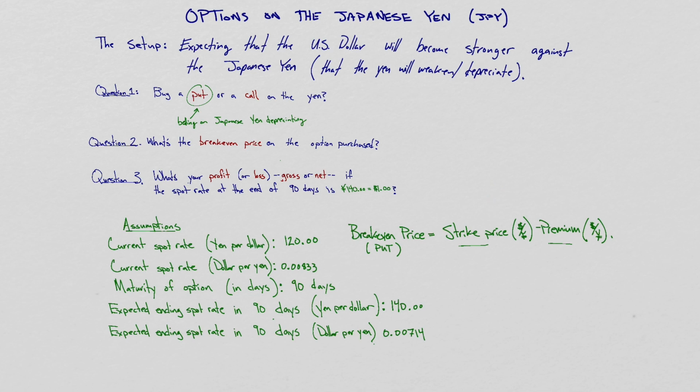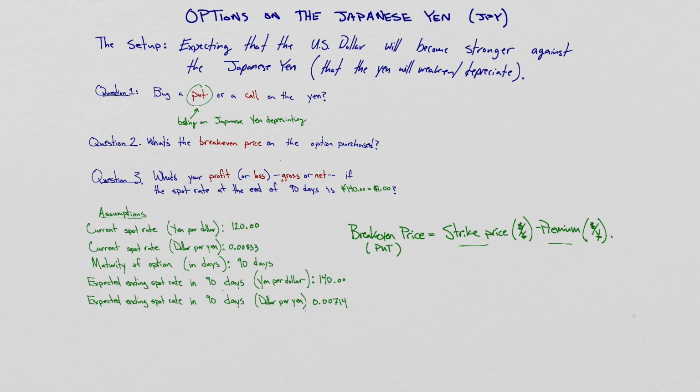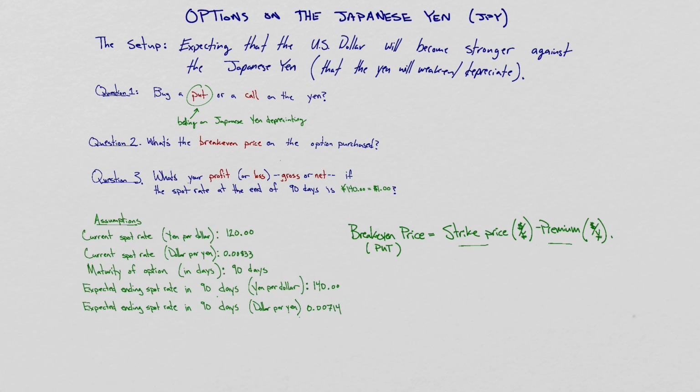And so we can plug in the numbers that we've got for the strike price and the premium to get our answer. For the strike price on this put, we're looking at 128 yen to the dollar. And for the premium, it's very small, 0.00004 cents for every yen.